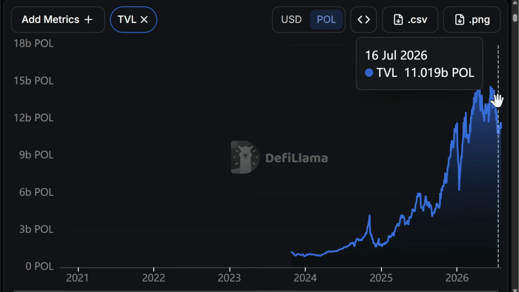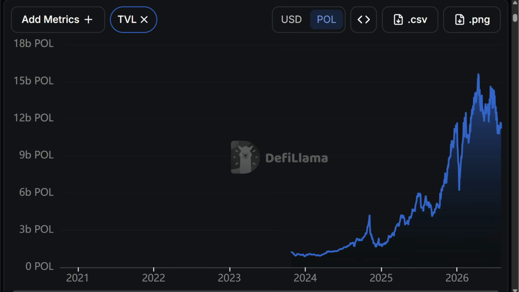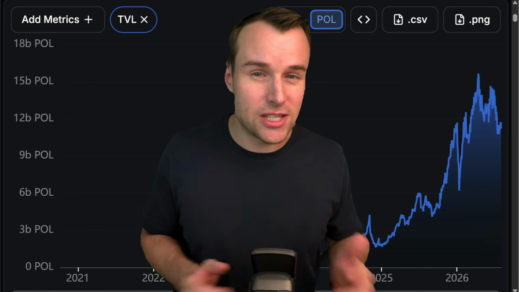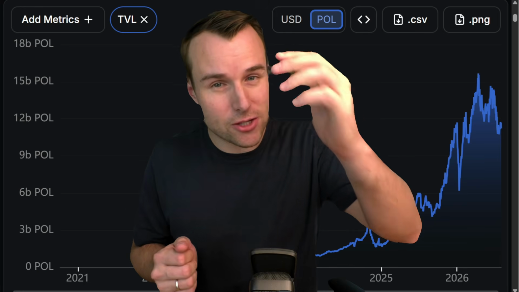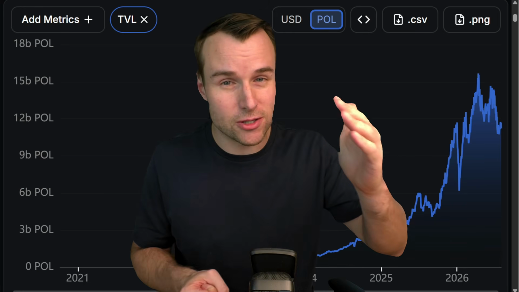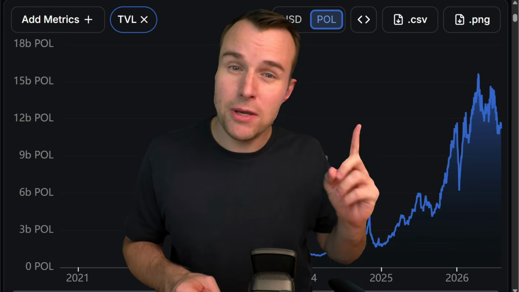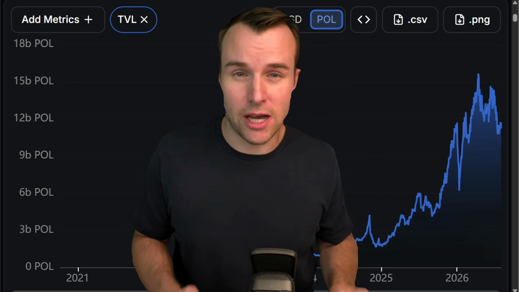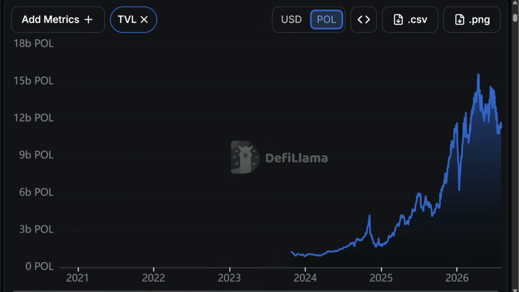Measured in POL, the total value locked looks good. But again, POL tends to go down over time. For example, if there are just a few stablecoins on the network and the price of POL versus those stablecoins is going down, then measured in POL, the total value locked is going up. So this is not the cleanest of metrics.